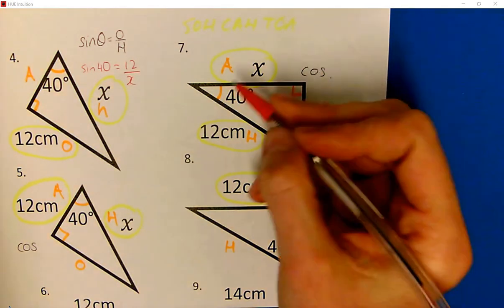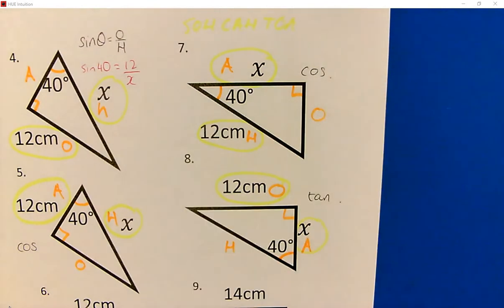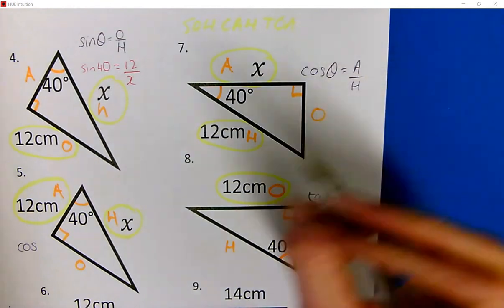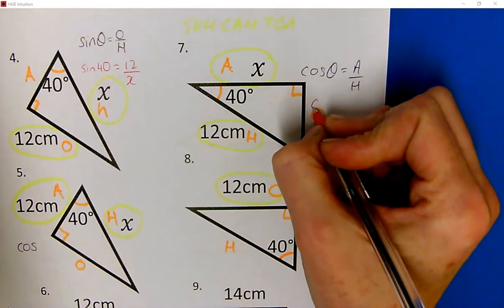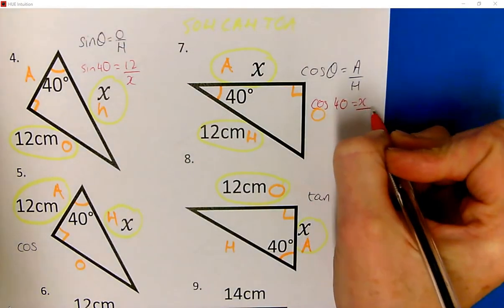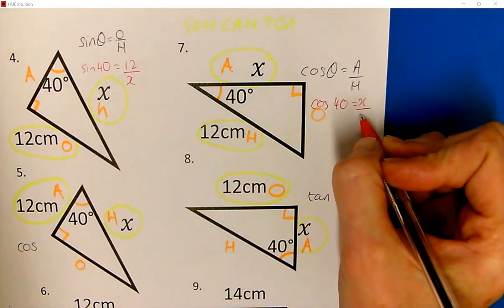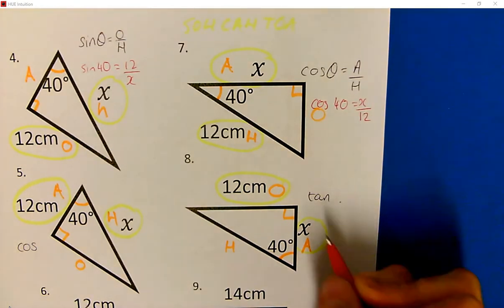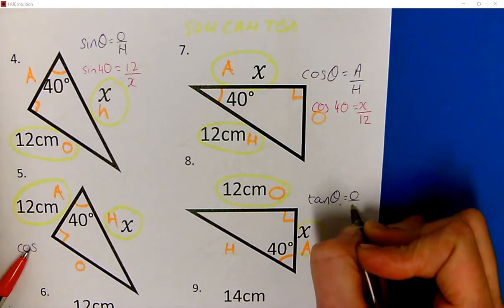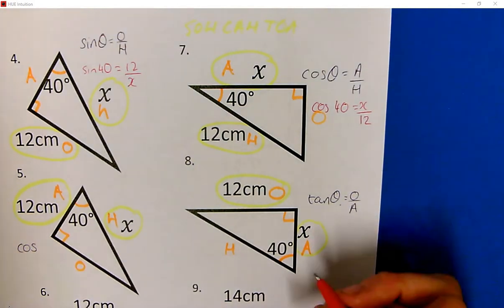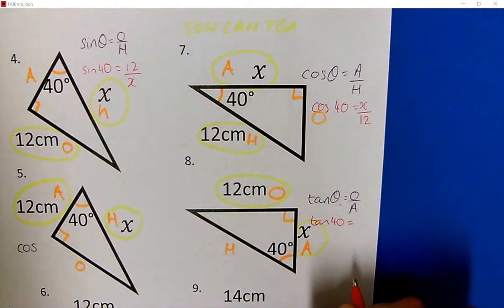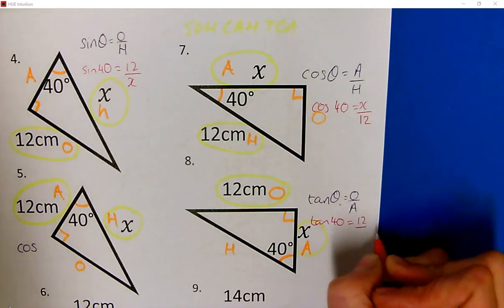For this one we've got cos, so we have cos of the angle is adjacent over hypotenuse. For our triangle we've got cos of 40 is the adjacent side has got an x on it and the hypotenuse has a 12 on it. For tan, tan of the angle is opposite over adjacent. So we write our information in. We've got tan of 40 is, and the opposite is 12, and the adjacent is x.